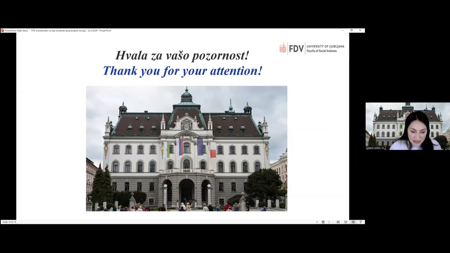Can you just stop sharing your screen? As I already mentioned, we opened all the breakout rooms for all faculties and academies, but please join just those faculties and academies who presented. So now you can join the breakout room for the Faculty of Social Sciences for more specific questions and for more detailed information.